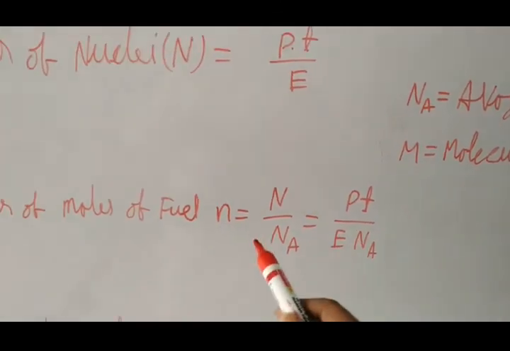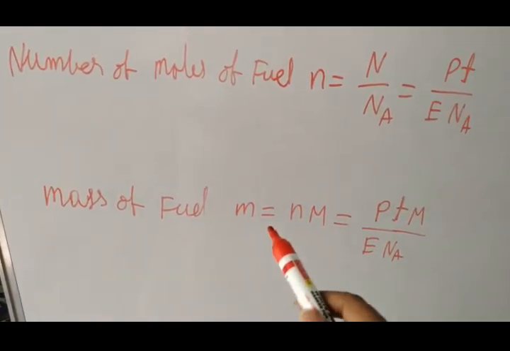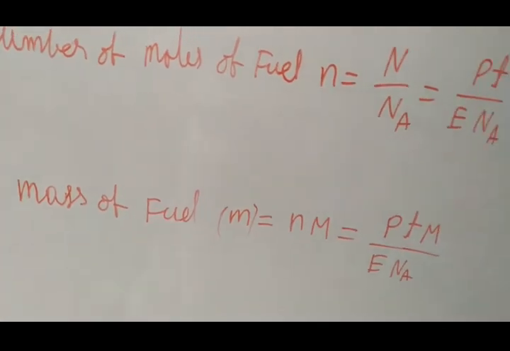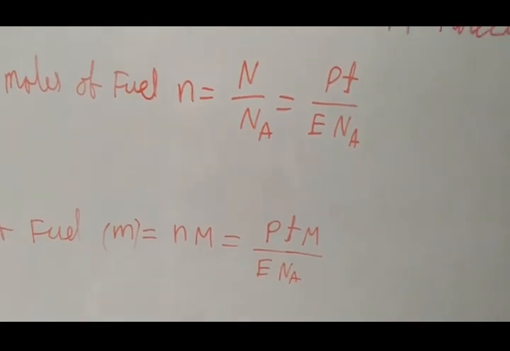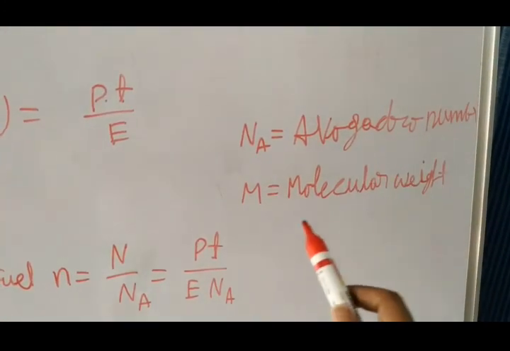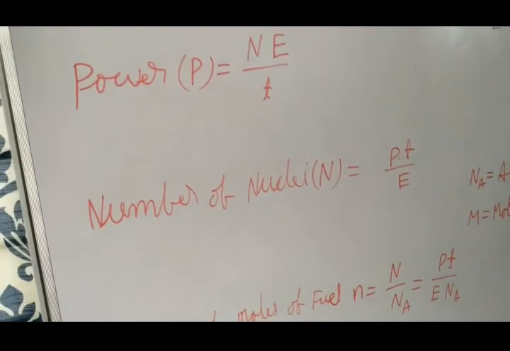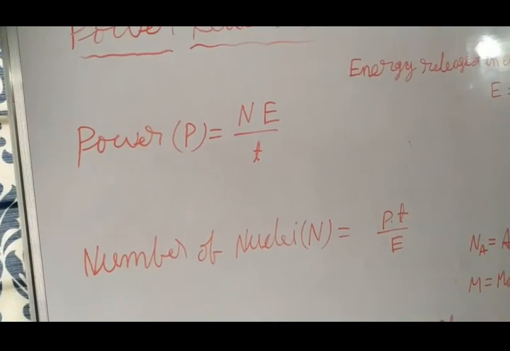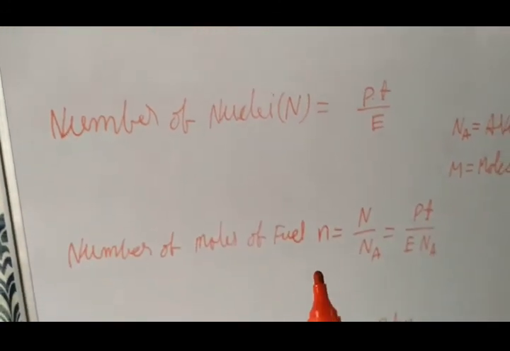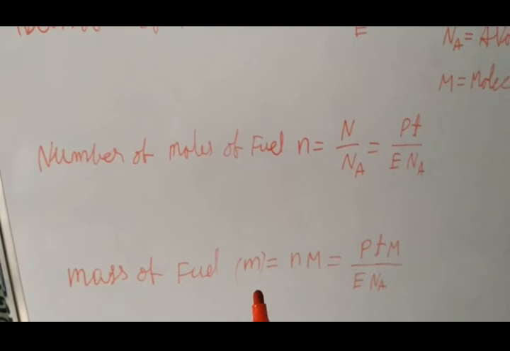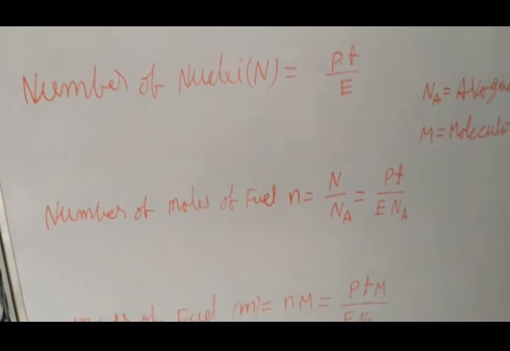After getting the number of moles, how much mass of the fuel is required? The mass of the fuel required is M equal to the number of moles into the molecular weight, that is, P T M by E Na, where Na is the Avogadro number and M is the molecular weight of the fuel. Different cases they can ask. Sometimes how many nuclei are required to maintain power for 1 hour, so you have to calculate the N value. Sometimes they ask how many moles of the fuel are required. Sometimes they ask how much mass is required for 1 day, for 1 month, for 1 year. Like that they can ask questions. Okay, then we can use these formulas.